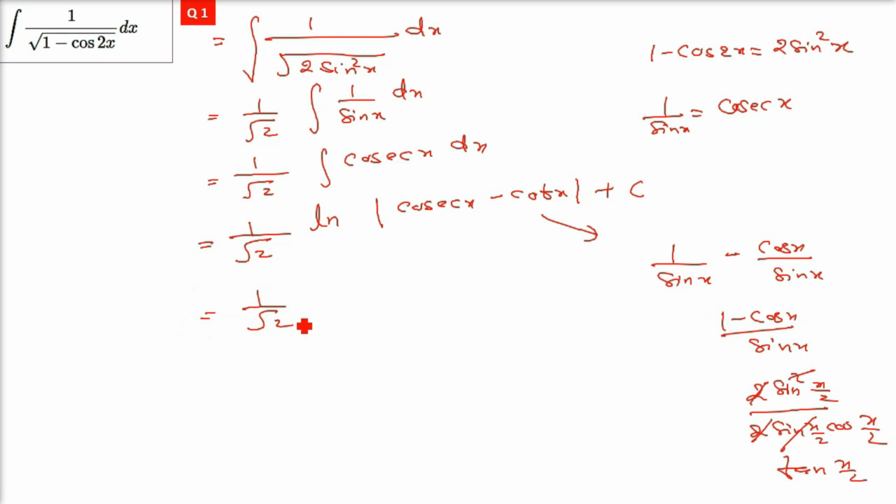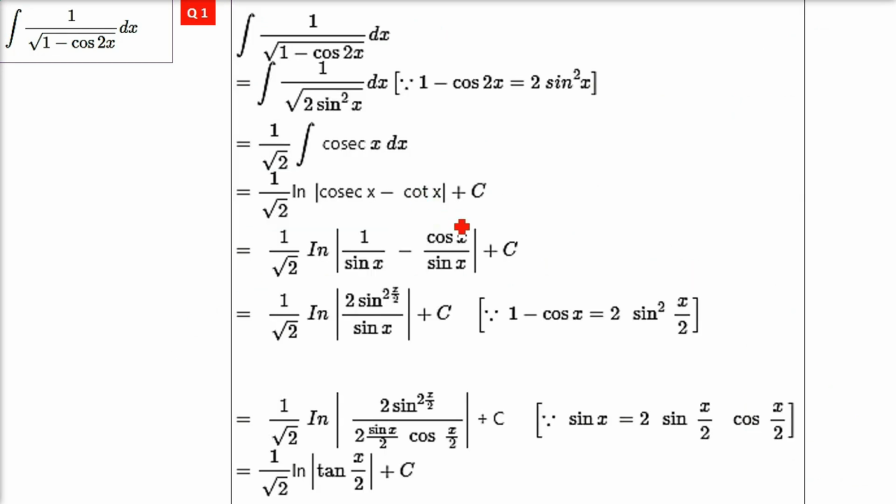So we have 1 by root 2. I am writing it here now. Because ln is already there, you cannot forget the modulus. So tan x by 2 under modulus plus the constant of integration. This we have already proved, cosec x minus cot x came out to be this. So this is the result which we are talking about.